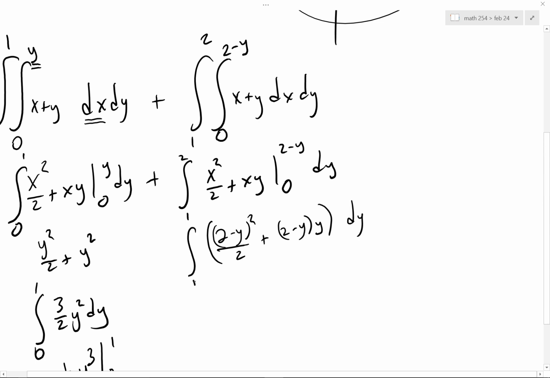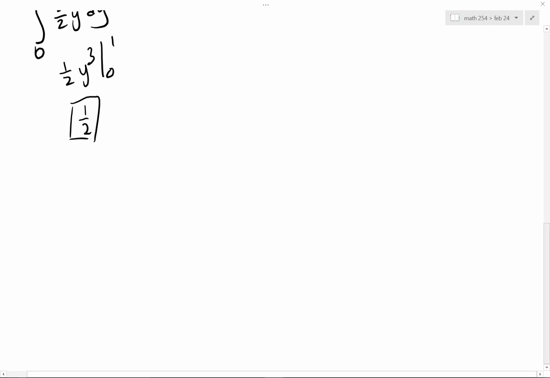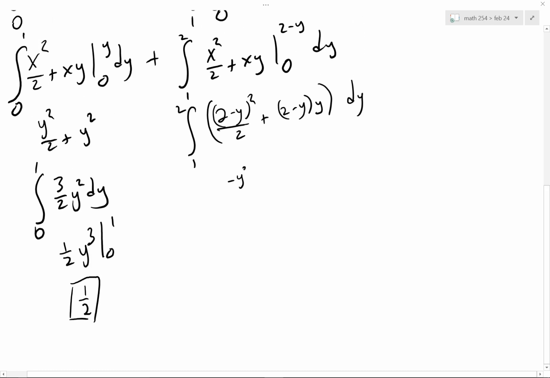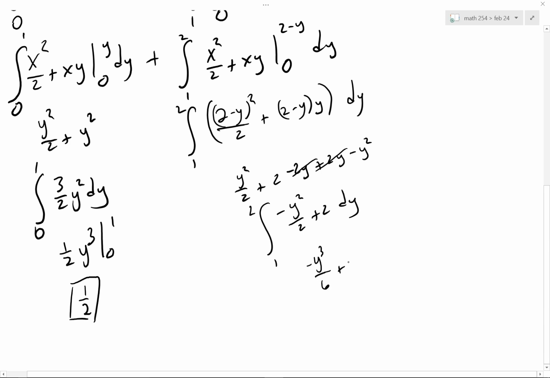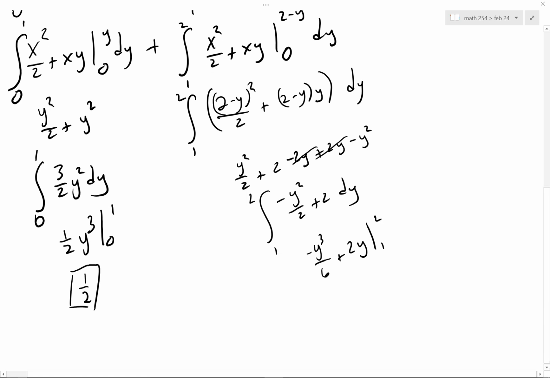From 1 to 2, dy. So if you clean this up a little bit, it's going to be negative y squared over 2 plus 2 minus 2y. And over here you're going to get a plus 2y and a minus y squared. So those cancel out. This should be a plus y squared. Right. So it should be negative y squared over 2 plus 2 dy from 1 to 2. And so this would be like negative y cubed over 6 plus 2y from 1 to 2. I really hope this works out.